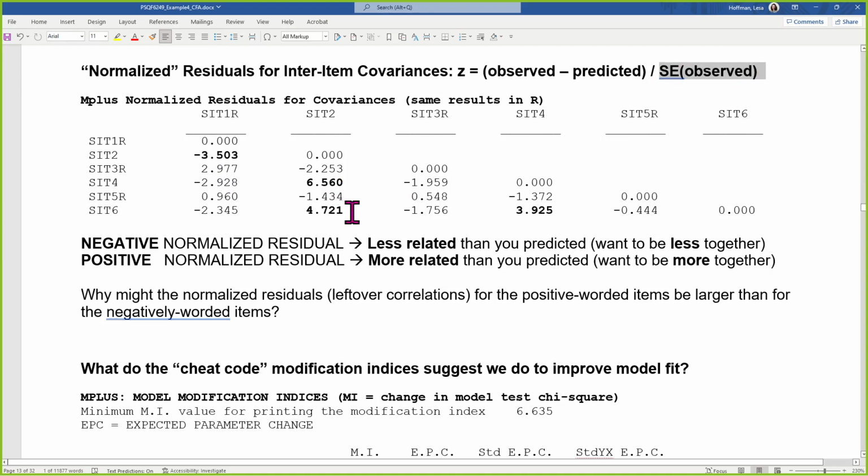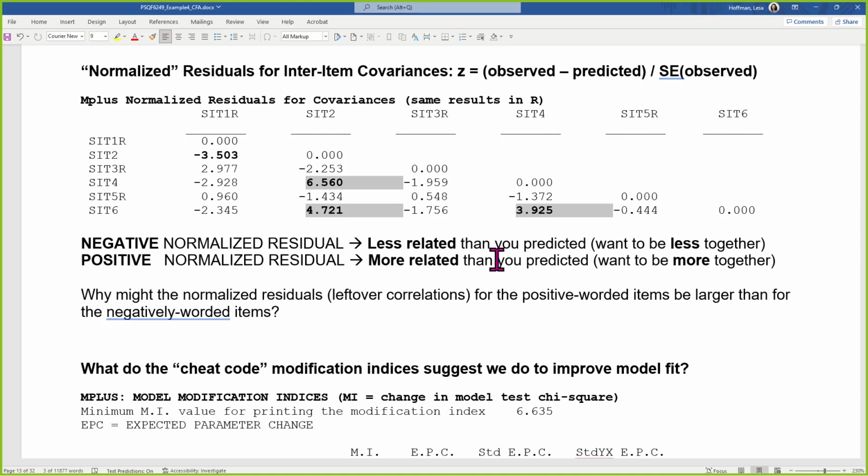And I've highlighted them. So yeah, the positively worded items all have more relationships in the data than what the model says. The negatively worded items, that is true to some extent, but they're not as big of a problem because they had more of the loadings. So the factor itself is already representing more of the negative items. So there's less left over to be incorrect.